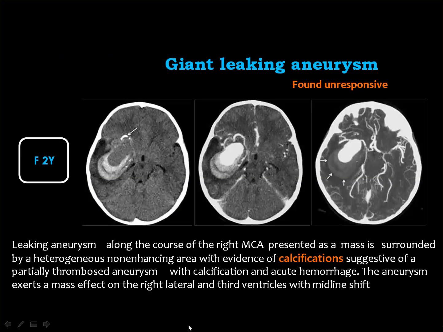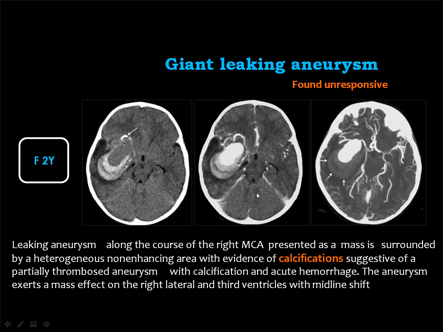This is a giant aneurysm, and in the aneurysm, this arrow points to mural calcification within the aneurysm itself, the aneurysmal wall. Then in the pre-contrast study, you see a hyperdense rim around the aneurysm, and this represents the blood outside the aneurysm. And the hypodense rim represents edema around the aneurysm.